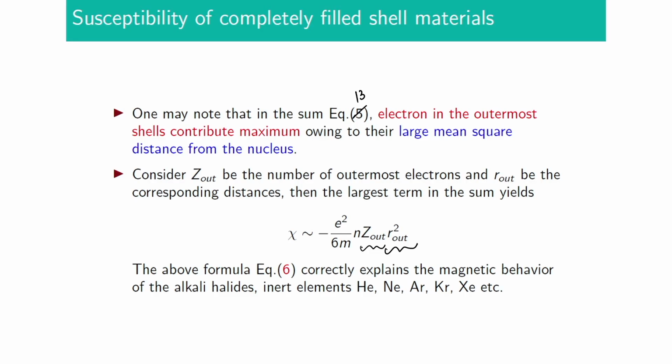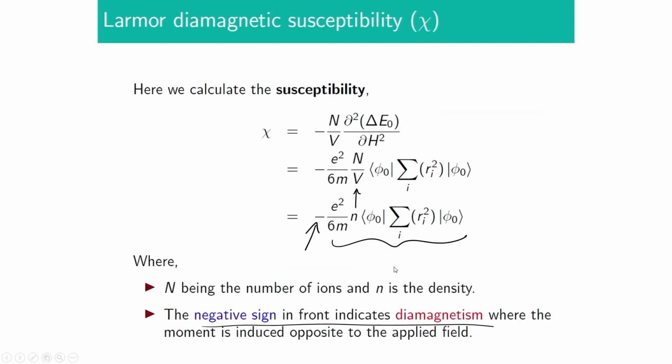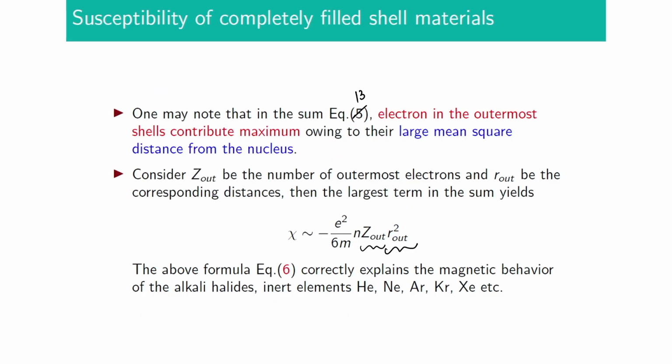So, this contribution to the diamagnetic susceptibility is maximum for the ones that are in the outermost shell. So, we simply replace this sum, or rather the expectation value, by r_out squared multiplied by Z_out, which is like the atomic number. So, we simply replace this expectation value by these r_i squared, and the r_i squared would be maximum. That corresponds to the r_out, which are in the outermost shell.